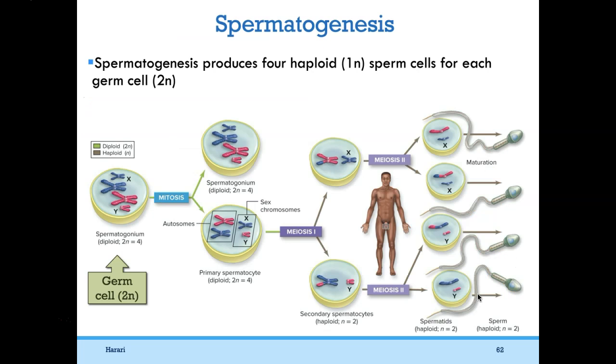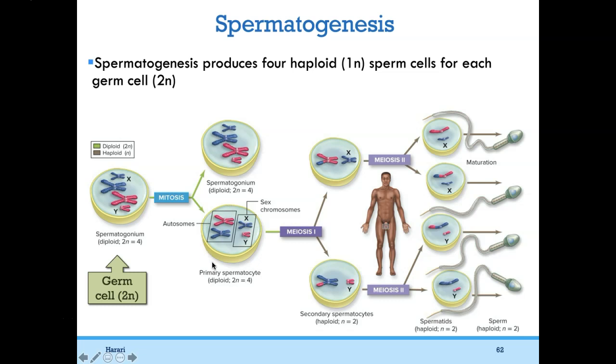So let's go through an overview of spermatogenesis. So within the testes of a male, we have special cells called spermatogonium. These are germ cells. A spermatogonium is a sex cell because it can make more of itself. It can divide and become another spermatogonium. It's like self-renewing itself. Or this spermatogonium can become a primary spermatocyte.